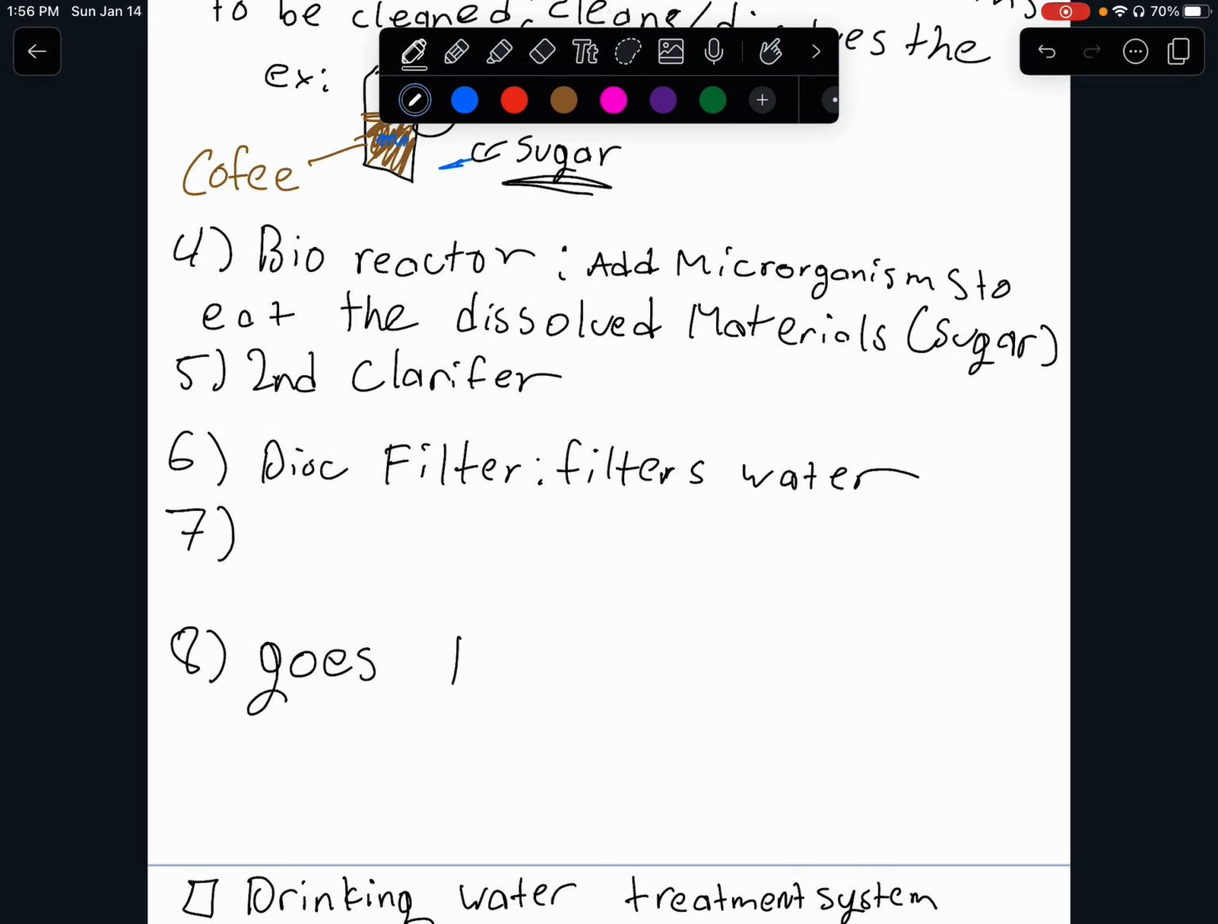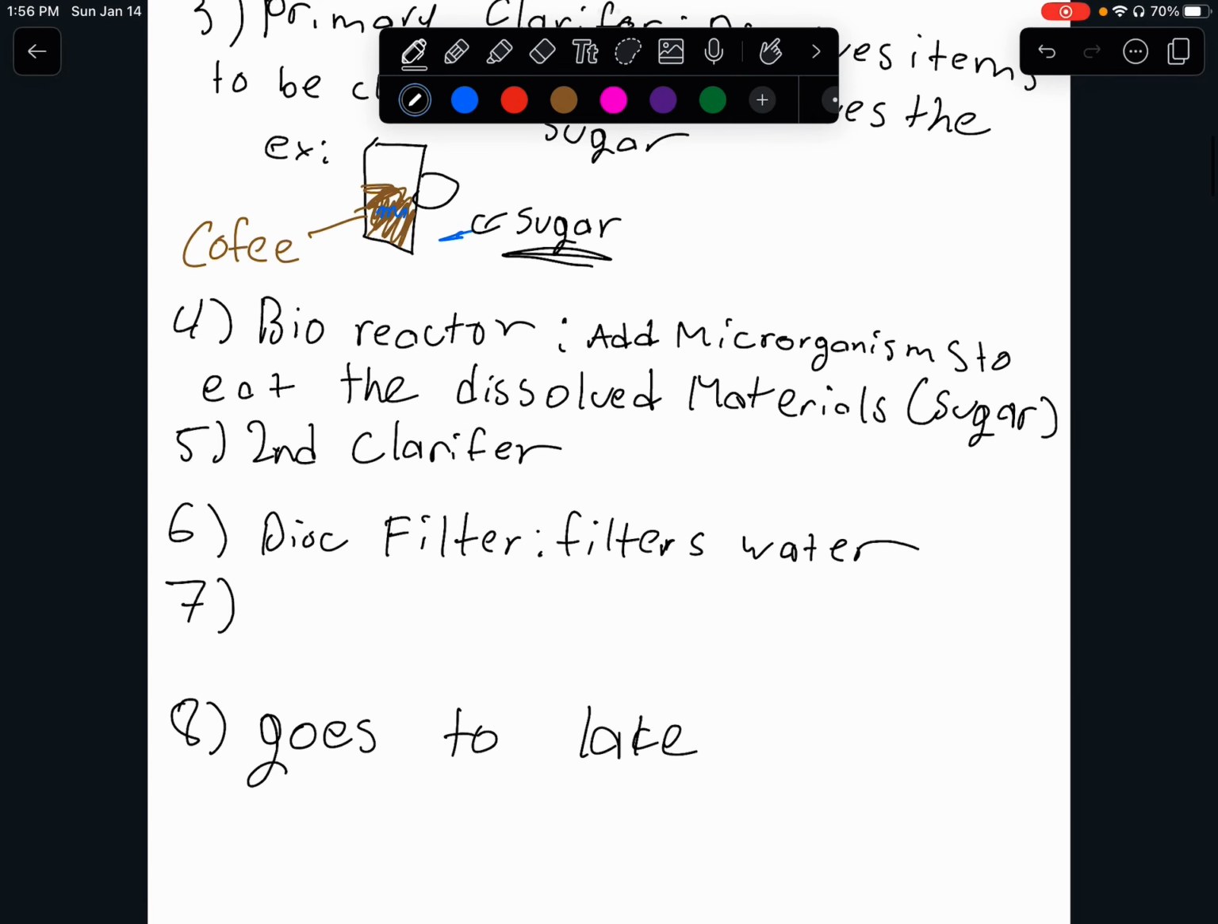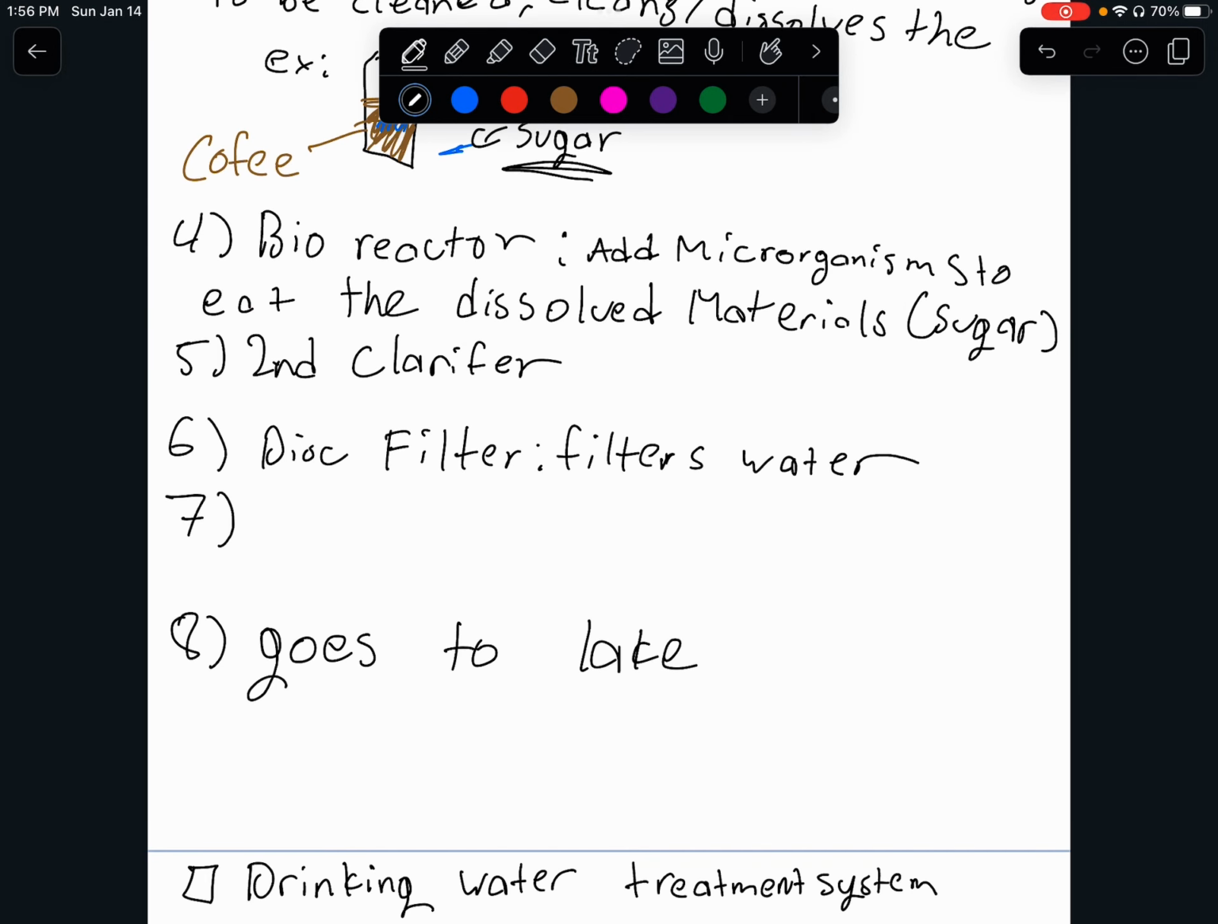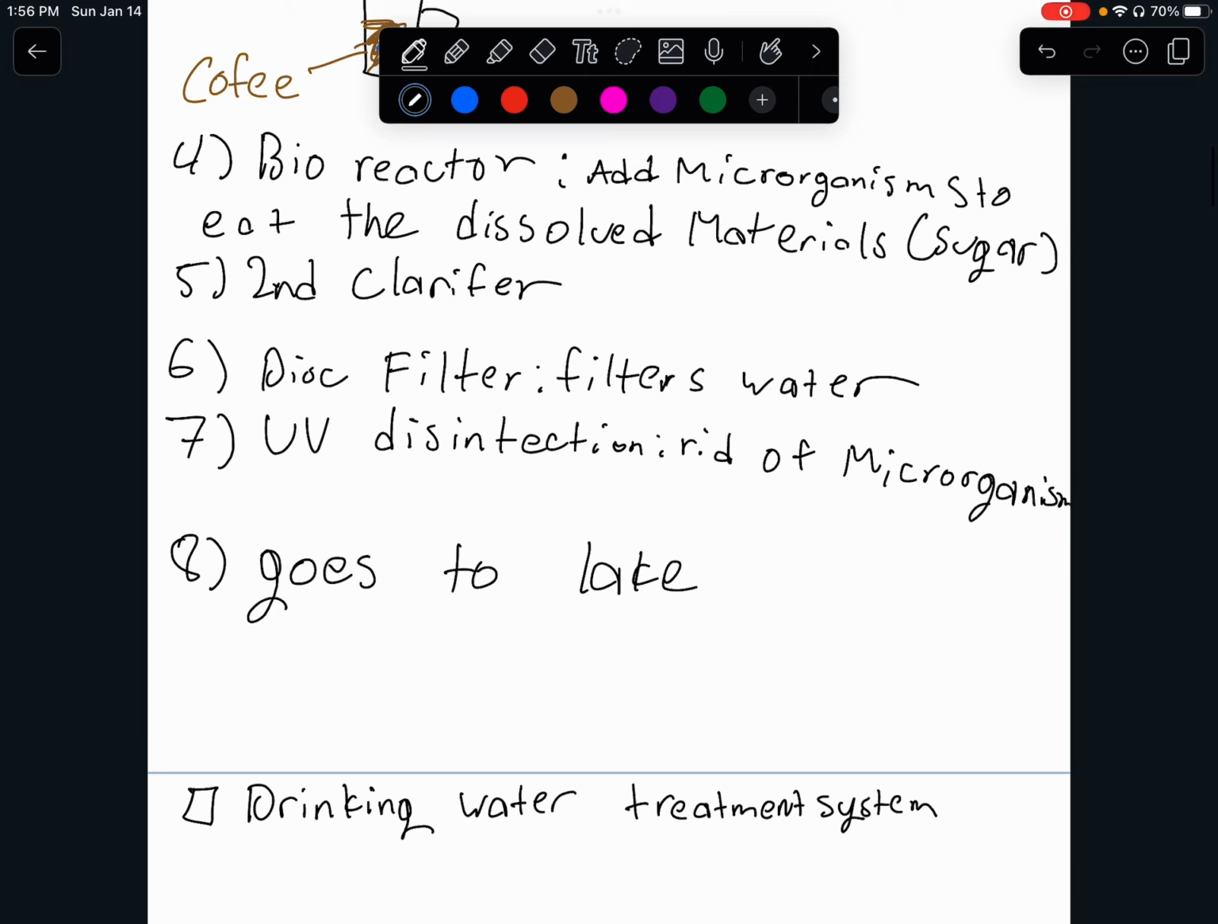And our last one, before it goes to the lake, right? This is our last step. We want our wastewater to go into our fresh water. So it goes through UV disinfection, sorry. So it gets rid of the microorganisms, right? So even though the microorganisms can be good to eat the dissolved materials, we don't want this to go into our lake, right? We don't want it because it's not good for our ecosystem.